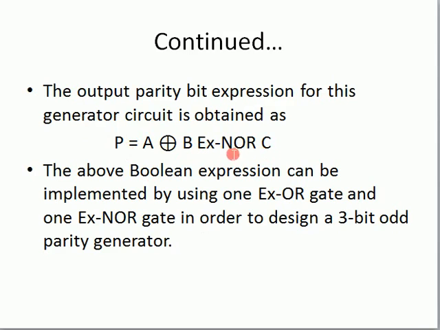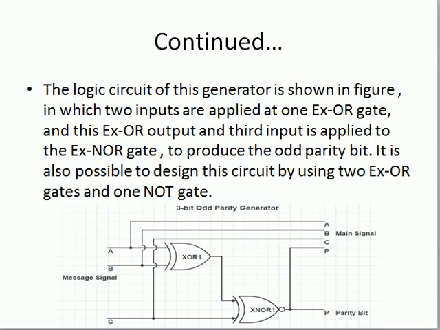This expression can be implemented by using one exclusive OR gate and one exclusive NOR gate for the 3-bit odd parity generator. The circuit diagram is this, in which A and B go into the exclusive OR gate as its inputs, while the output of this, A exclusive OR B, is the input of the exclusive NOR gate, and the other input of the exclusive NOR gate is C. By this we get the odd parity bit, which is the output of this circuit.